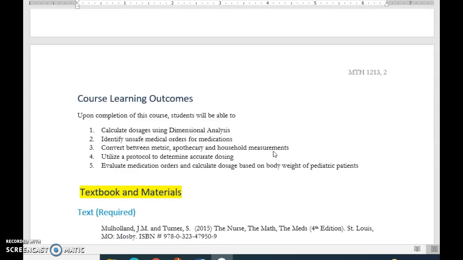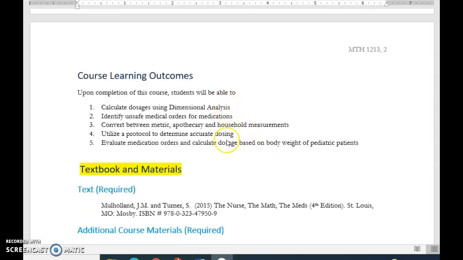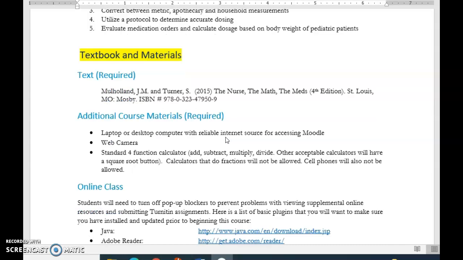Scrolling on through here a little bit, the course learning outcomes is what we're going to talk about in this class. But let's look at textbooks. I need you to get the Nurse, the Math, the Meds, the 4th edition. We have it available in our bookstore, or if you wanted to Google and find it, there's the ISBN number that you're looking for. If you are working with financial aid, you're going to have to get it through our bookstore. And I think you've got a week and a half to get that done before financial aid closes. So get in there this week and get that figured out.